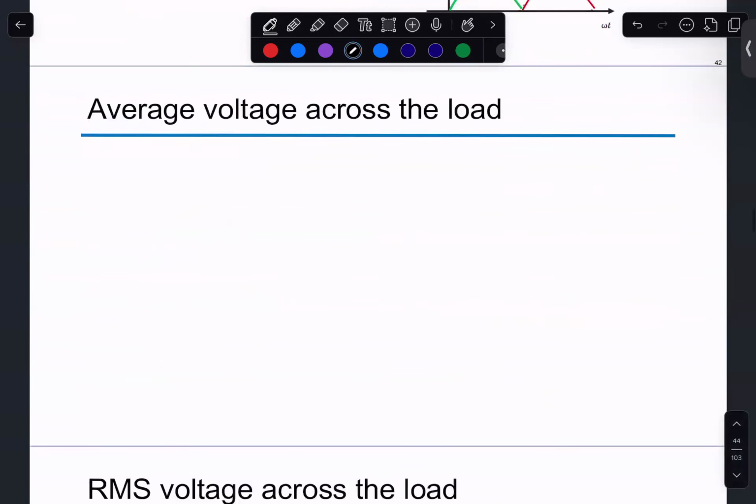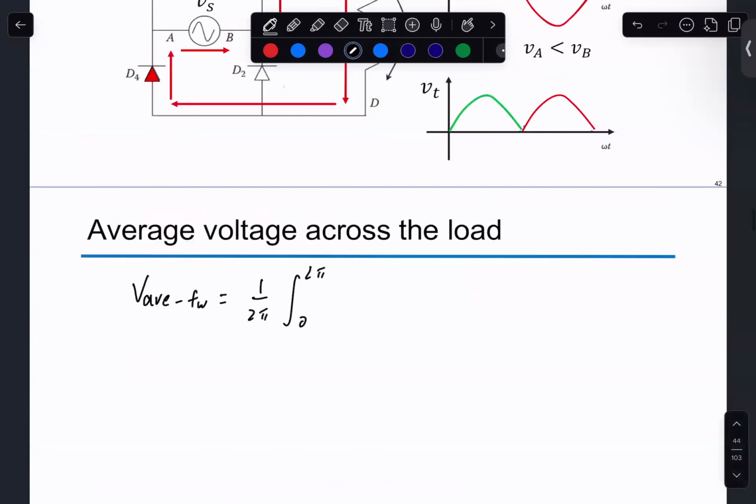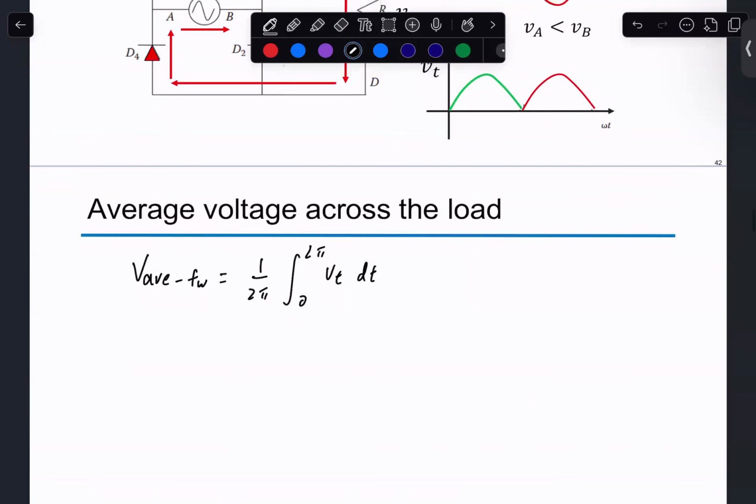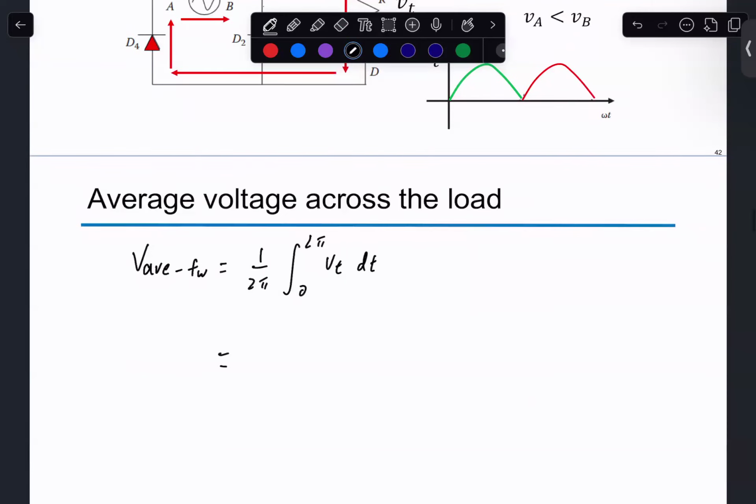We can do some calculation with all this. This is the average voltage of the full wave rectifier. It's 1 over 2 pi, integral from 0 to 2 pi, Vmax. Okay, so be careful, right? 0 to 2 pi, V(t) dt. The thing to recognize is this is just a pattern repeated twice, the green and red repeated twice. So the average is 2 times 1 over 2 pi if I just integrate one of these.